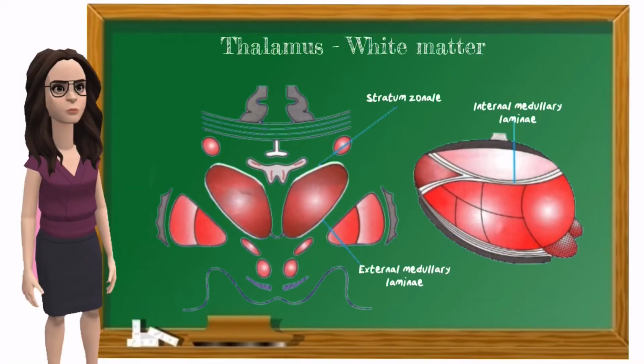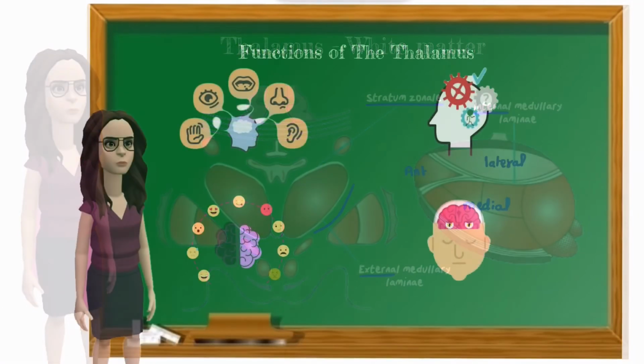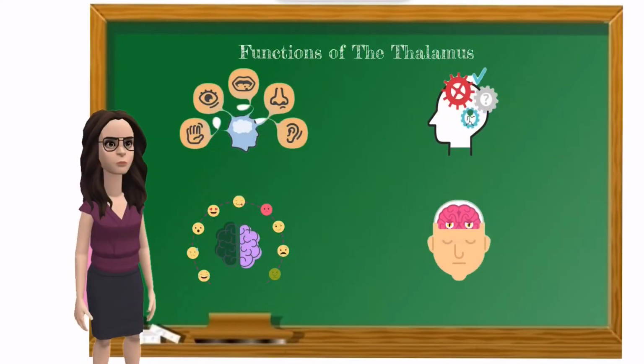There are some areas of white matter in the thalamus, including the stratum zonale that covers the dorsal surface, and the external and internal medullary lamina. The external lamina covers the lateral surface, while the internal lamina divides the nuclei into anterior, medial, and lateral groups.